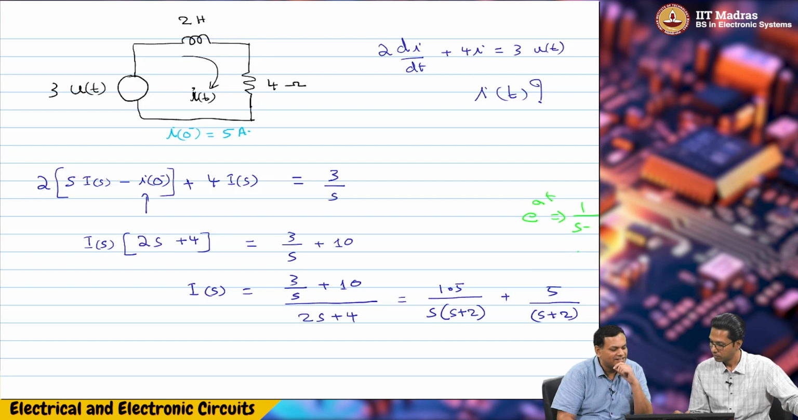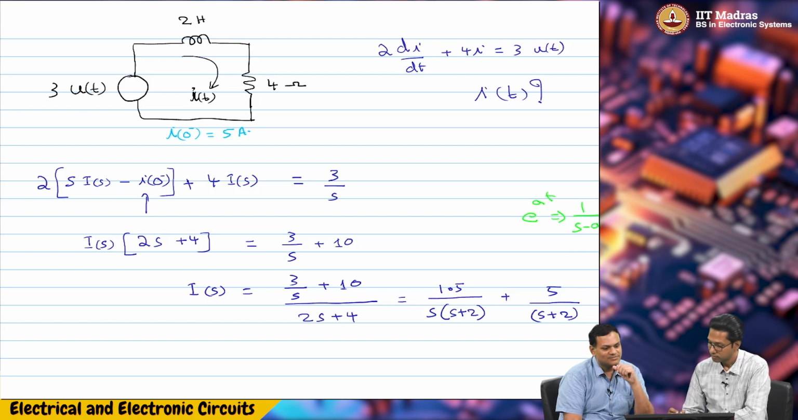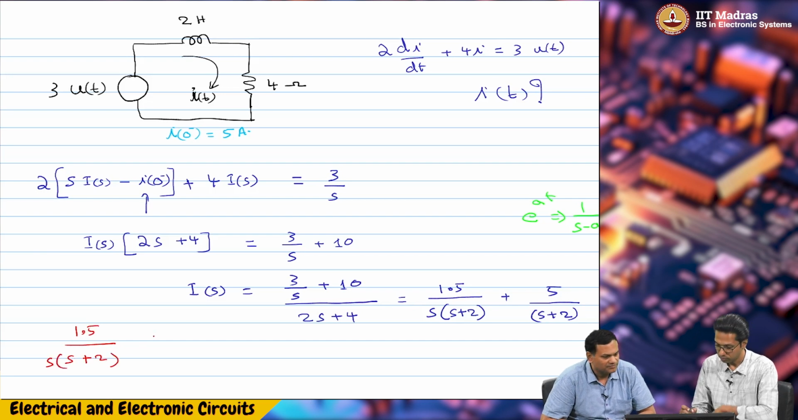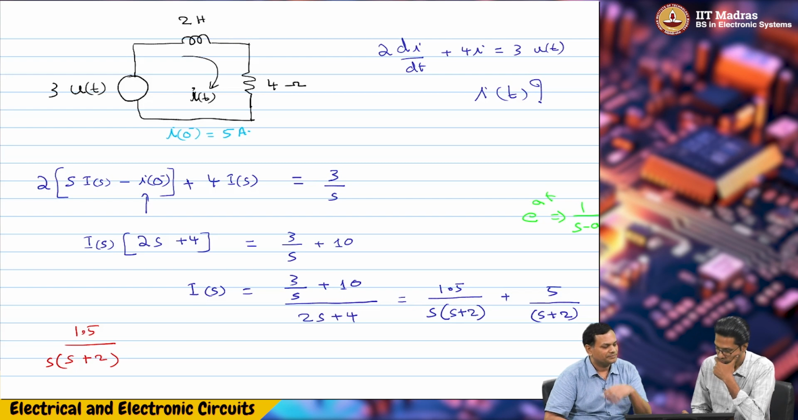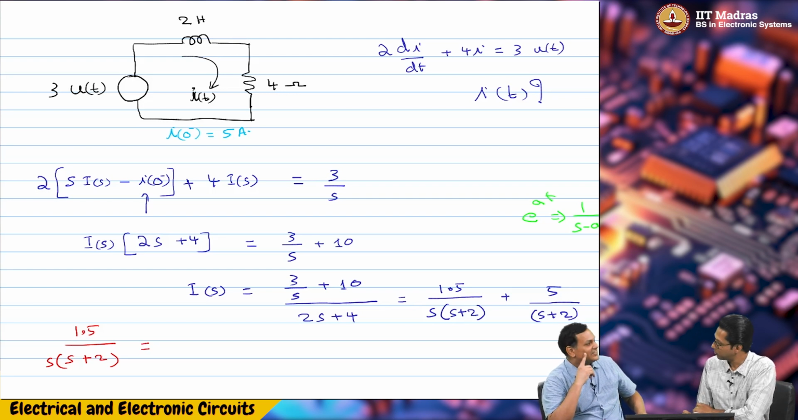Okay, what to do about this? We have a second order term, so we have s square plus 2s in the denominator. We will deal with that separately. Let's take only the first and do it separately. So I have 1.5 by s into s plus 2. This I don't know, because if it was 1.5 by s plus 2, we could have done it easily. We also know 1.5 by s. So we should write it in that form. There is a partial fractions method, we should just use that.